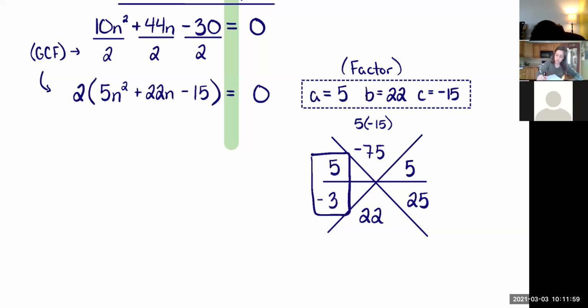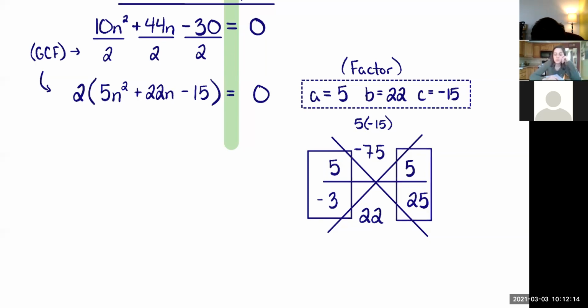5 paired with a negative 3. Don't know why this tool is not working now. There we go. And we have 5 paired with 25. Do either of these simplify at all? 5 over 25 is 5. 5 over 25, you can, well, careful, 25 divided by 5 would be 5. All we're doing is simplifying though.